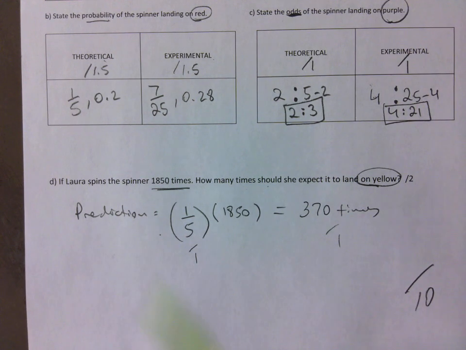So if your probability is wrong, so let's say you used 8 over 25, right? That's a minus 1 right away. But I would still give you another mark for the fact that you're multiplying your probability by the 1850. That's another concept. So you would still get 1 out of 2. Okay. So 10 and 19. We'll make this whole thing worth 29 marks.